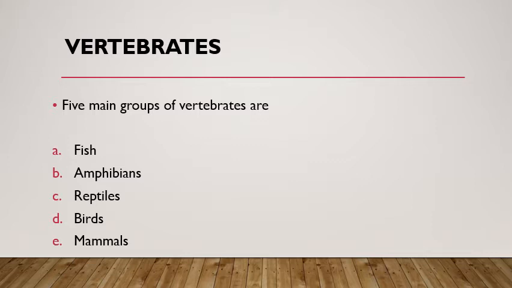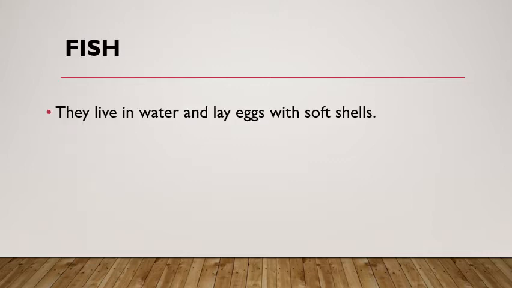Like that, the five main groups of vertebrates are fish, amphibians, reptiles, birds, mammals. Here, you need to learn the pronunciation of the word amphibians. Amphibians, amphibians. You're going to see what kind of animals they are in the further slides. But now you just learn the spellings. Amphibians, reptiles, reptiles. Fish and birds you already know, and mammals, mammals.